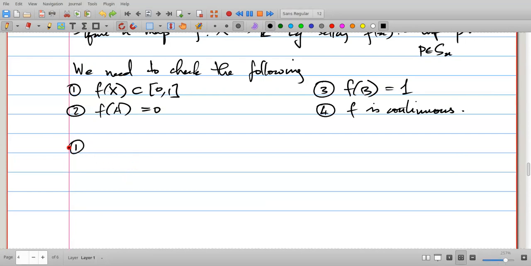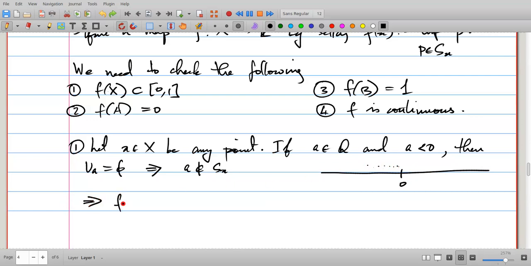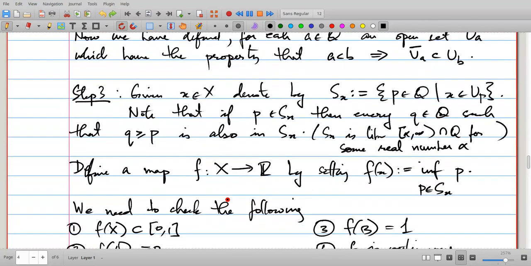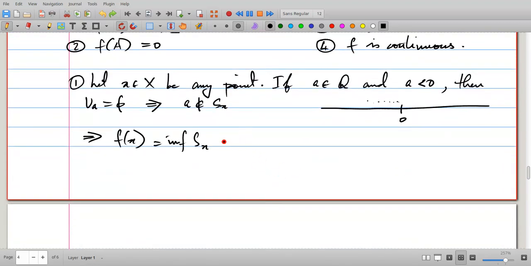So let us check 1. Let x in X be any point. If a belongs to Q and a is strictly less than 0, then U sub a is the empty set. So this implies that a does not belong to S of x. That means that no point which is strictly less than 0 is in S of x. So this clearly implies that f of x, which is the infimum of the elements of S of x, is going to be greater than or equal to 0.